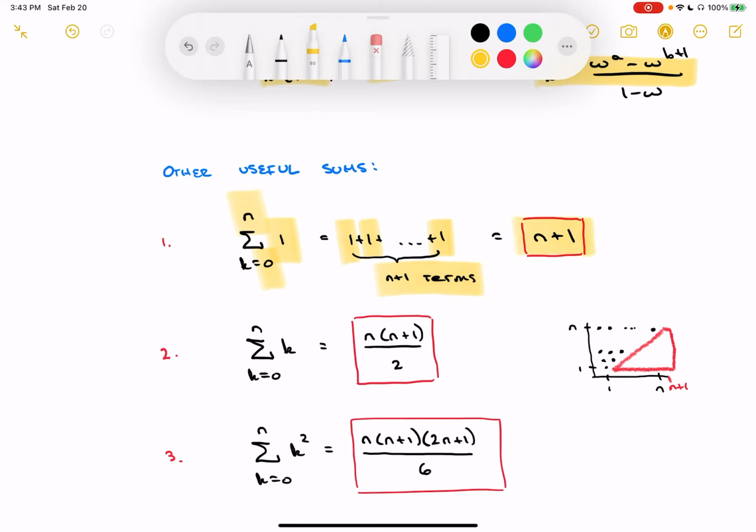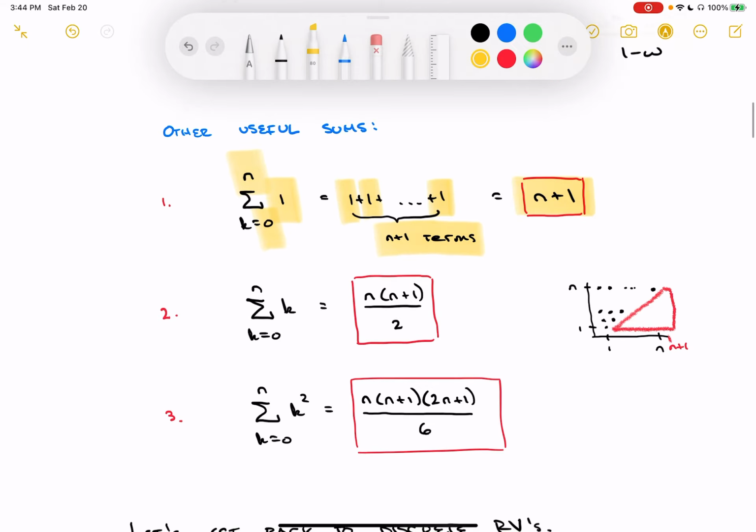So that one's a pretty straightforward one. If we add up a constant, right, however many terms there are of that constant, you're going to just take that number of terms times whatever the constant is. And in this particular case, I left that constant as 1. The next one we'll look at is a sum from k equaling 0 to n. But now we're going to sum up that sum variable k, right? And this particular sum ends up evaluating to n times n plus 1 over 2.